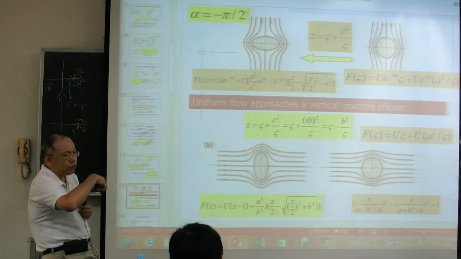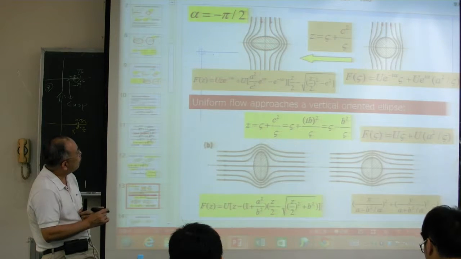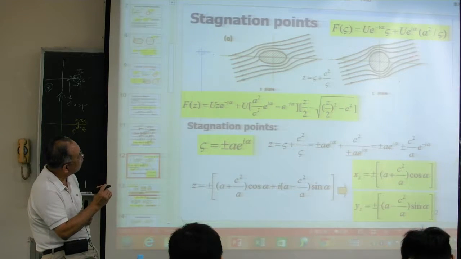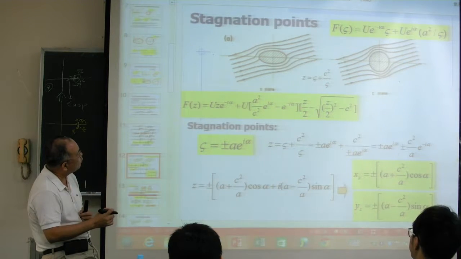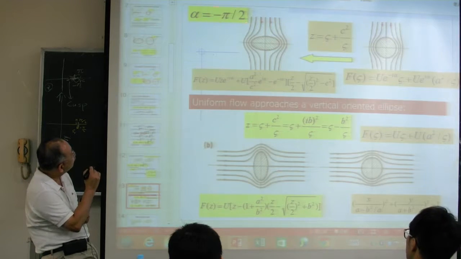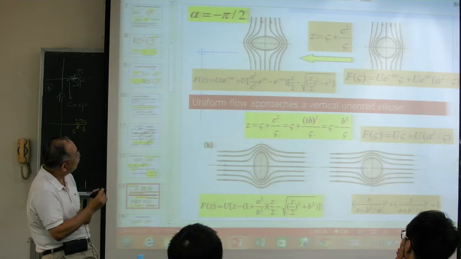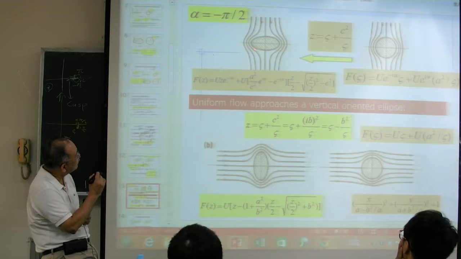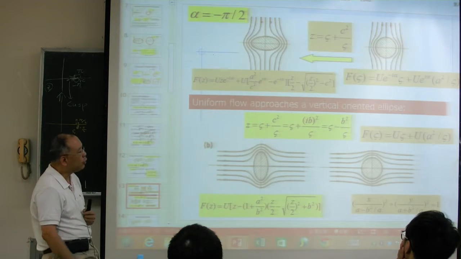So if you change flow over a cylinder to a different angle of attack alpha, as you can see, we have alpha here. This is flow over a cylinder with alpha. And alpha can be changed, for example to minus pi over 2. Then it becomes like this, an upward flow, right? And this is the elliptic flow upward.